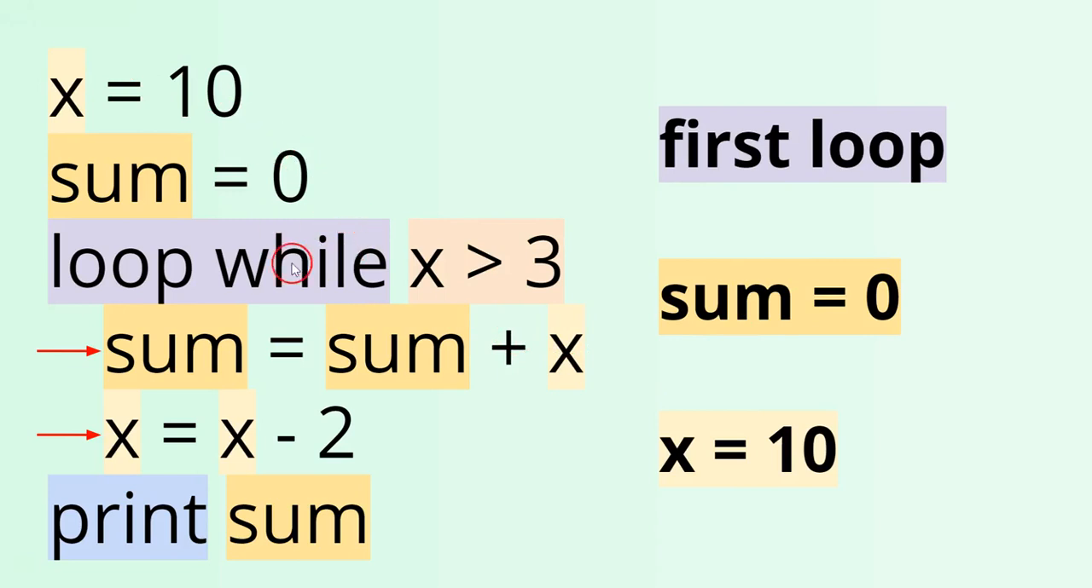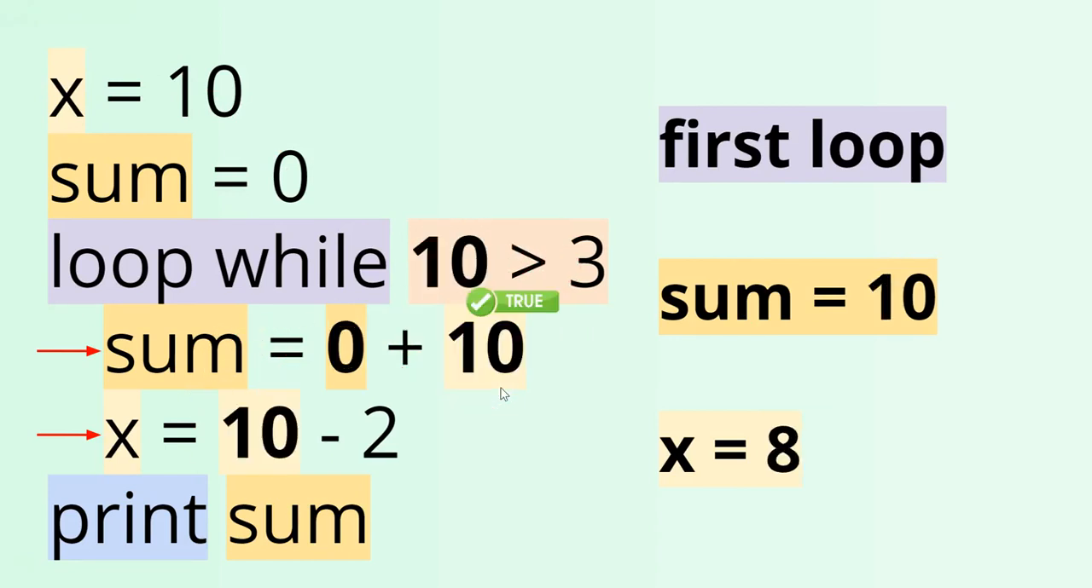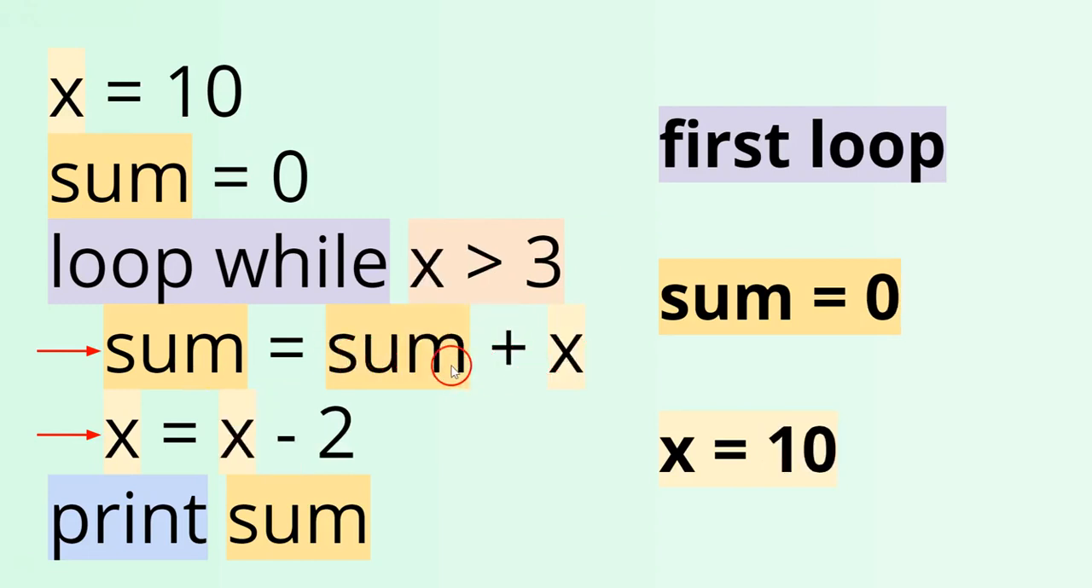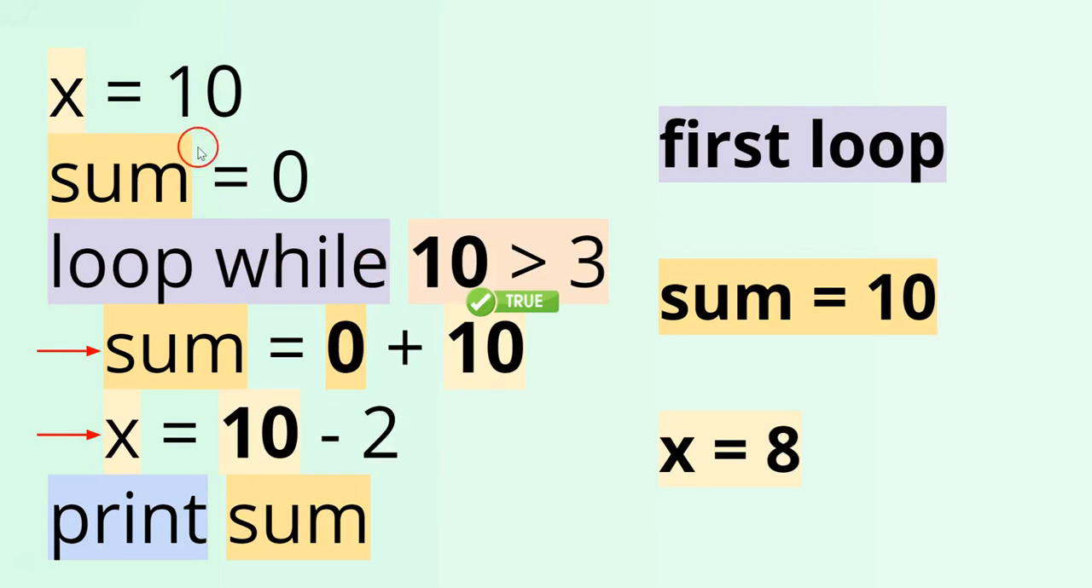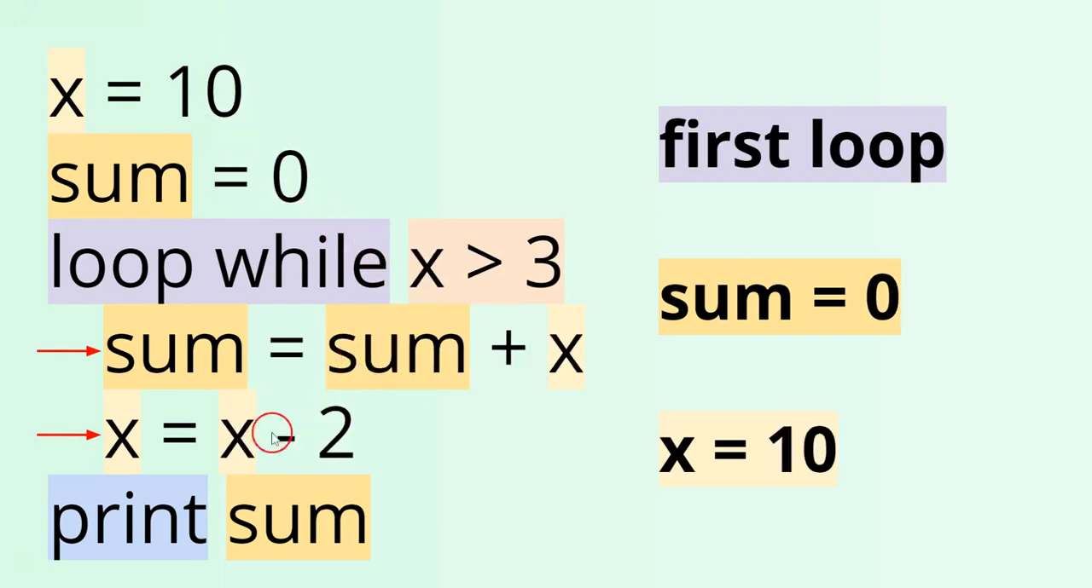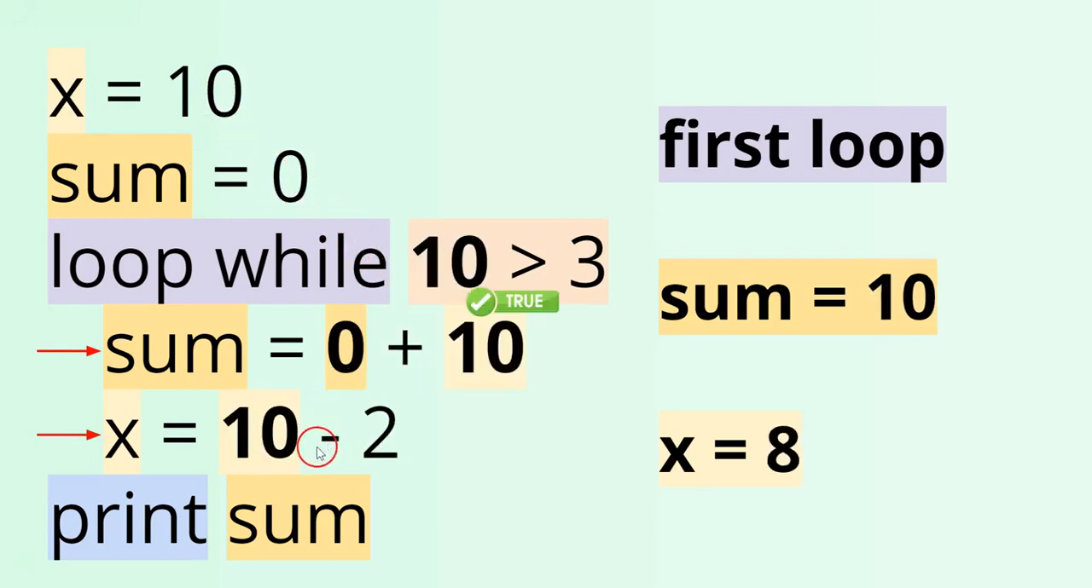Right? So let's say the while loop is x greater than 3, x is 10. So yes, 10 is greater than 3, so that's true. So we're going to go ahead and go through the motions here. 10 is greater than 3. This is sum plus x, which is now going to become 0 plus 10, because this is 0 and this is 10. This is x minus 2. So this is going to become 10 minus 2, because x was equal to 10 right here.